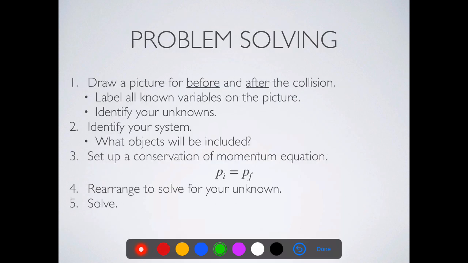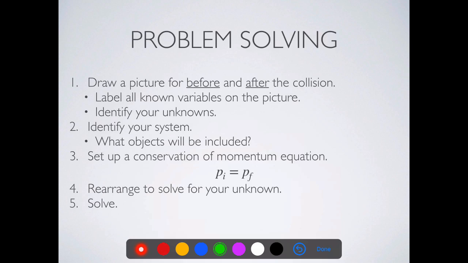All right. So talking about how we would problem solve with something like this, it's very important, and I know I've said this pretty much in every unit we've done, but it's super important that you draw a picture before and after the collision. We have to keep track of all of these variables. Within that, you need to identify your unknowns as well, okay? From there, you need to identify your system. Is everything involved in the system? Are there some things outside of the system?